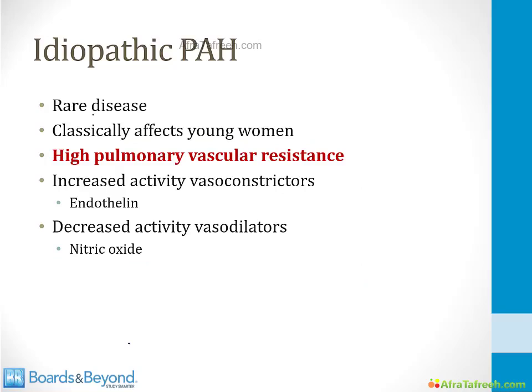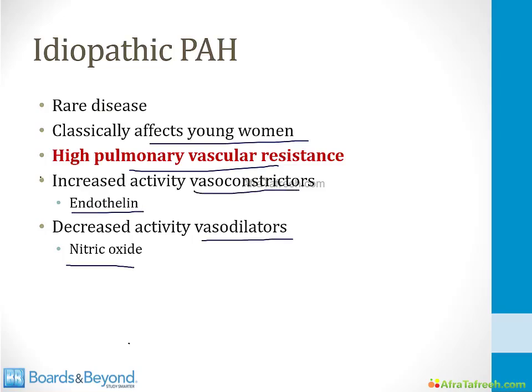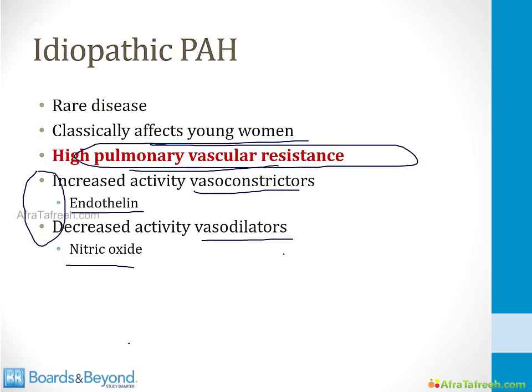Idiopathic pulmonary arterial hypertension is a rare disease that classically affects young women. It's caused by high PVR, but it occurs in women who do not have any of those conditions I showed on the last slide. That's why it's called idiopathic. We don't know exactly why this happens, but there's lots of basic science literature that describes increased activity of vasoconstrictors like endothelin and decreased activity of vasodilators like nitric oxide. And probably these things work together to cause high PVR in women who have idiopathic PAH.